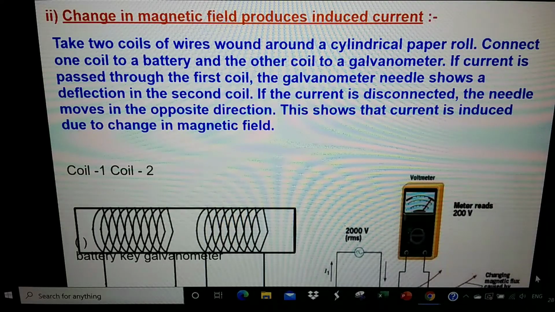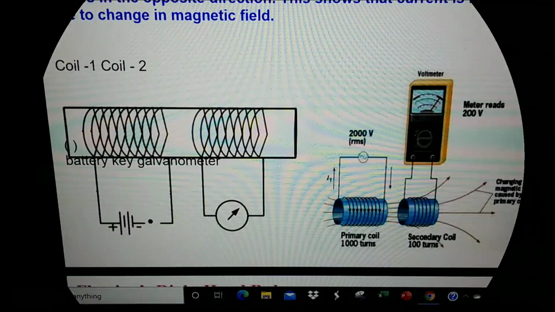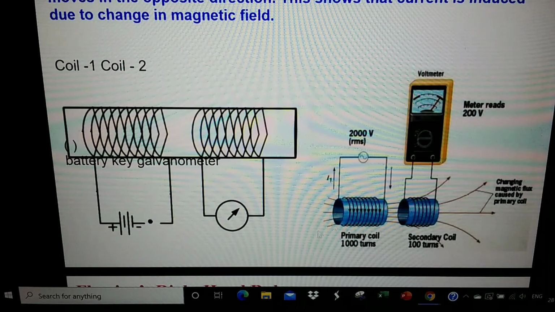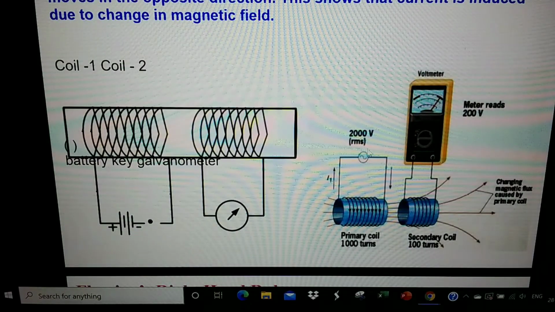This shows that current is induced due to change in the magnetic field. The first coil is connected to a battery, whereas the second coil is connected to a galvanometer. When current is passed by closing the key, there will be a deflection in the magnetic needle. This is known as induced current. So, primary coil and secondary coil: connecting the primary coil to a source, current is passed, then current is induced in the secondary coil. This will be known by the movement of the voltmeter.